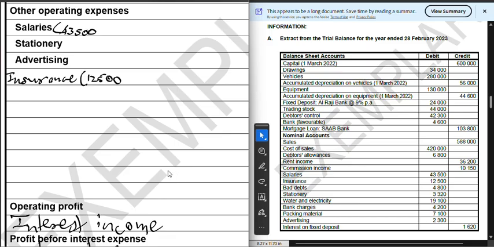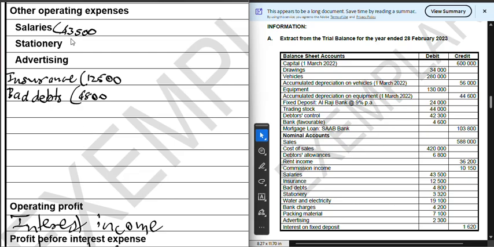Do we have bad debts as an amount that's written there for us? No, we're going to write it then. So we have bad debts. Now, how much is the amount for bad debts, ladies and gentlemen? That is 4,800. After that, we'll have stationery.